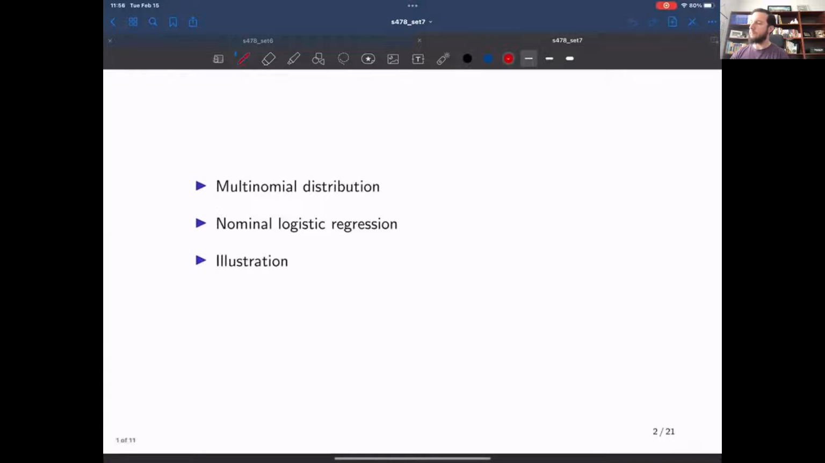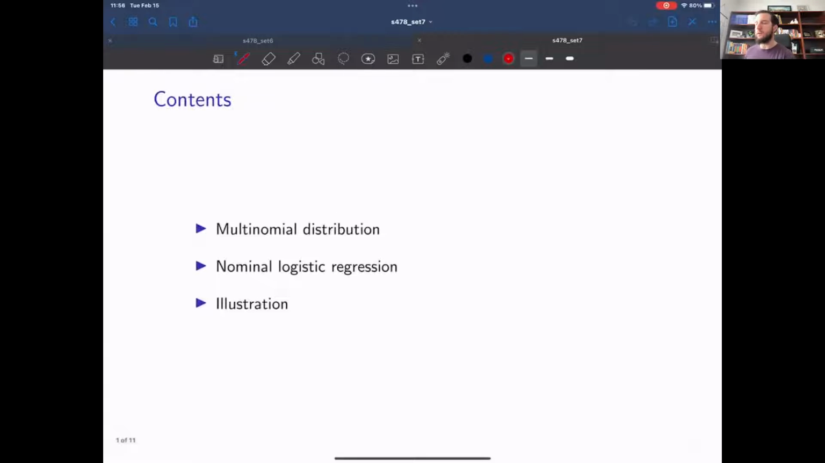So to start off, we're going to define the distribution of the response variable that would be assumed if you were going to fit this type of logistic regression model. Then we will talk about the nominal logistic regression model and how we can interpret that value. And then we'll look at that through an applied illustration. And then we will also see examples tomorrow of how we can fit this in R.